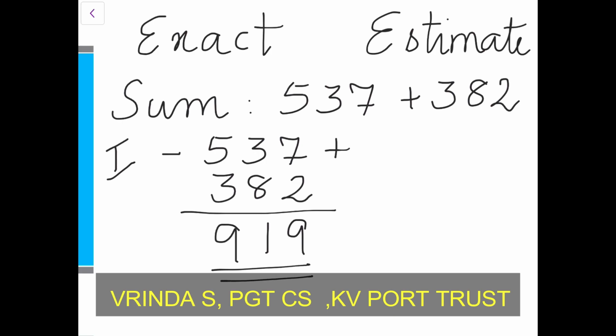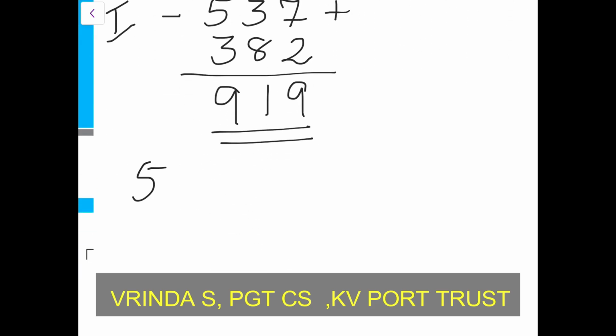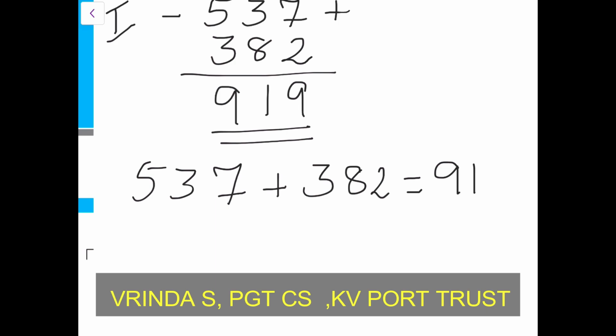How do we write it? We will write 537 plus 382 is equal to 919.